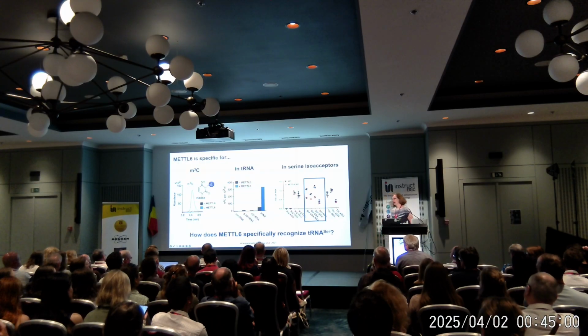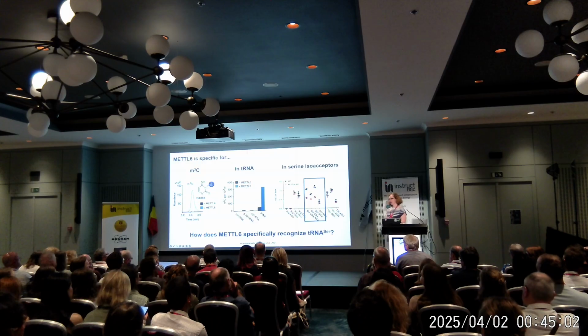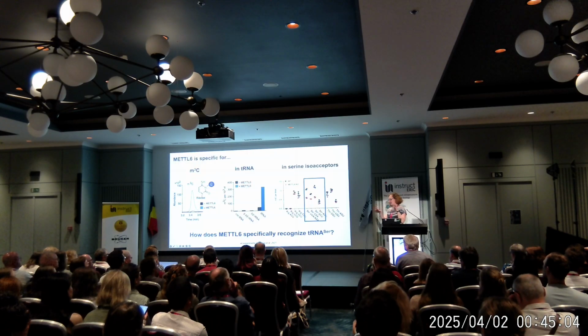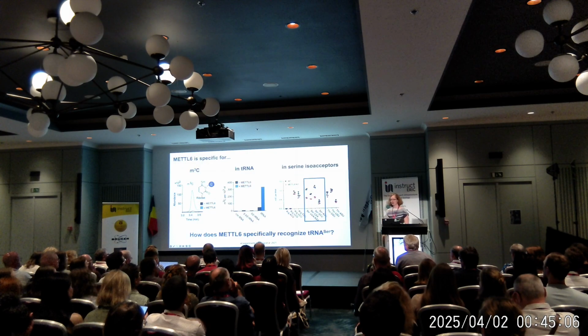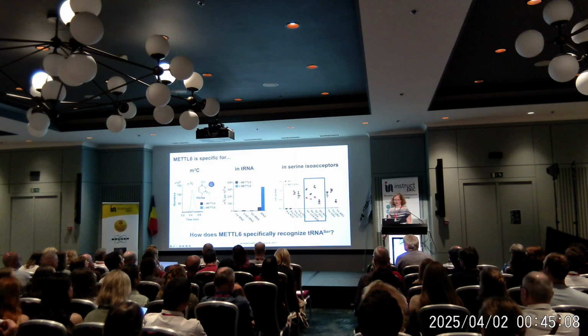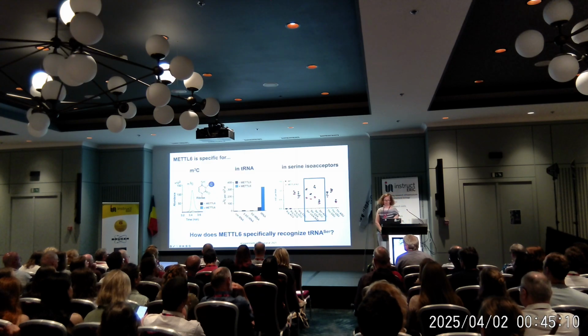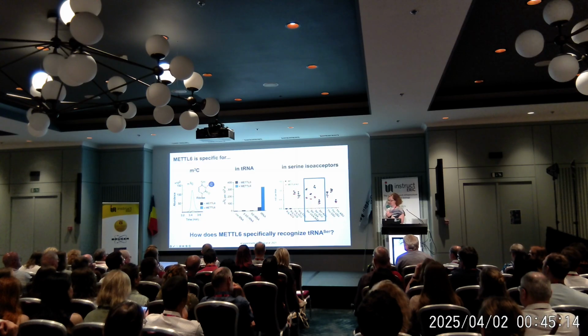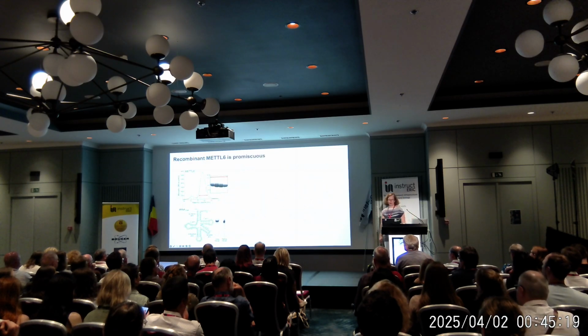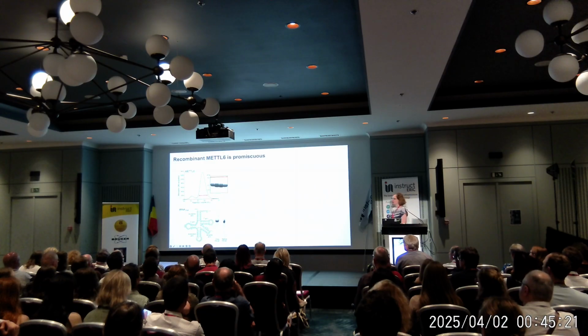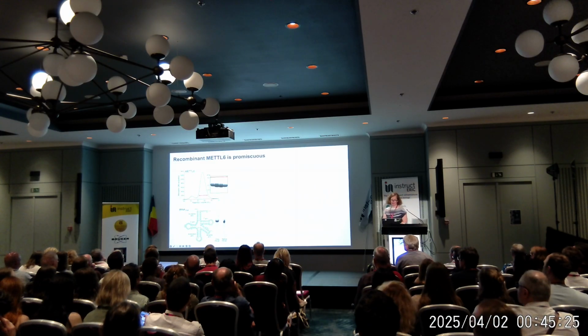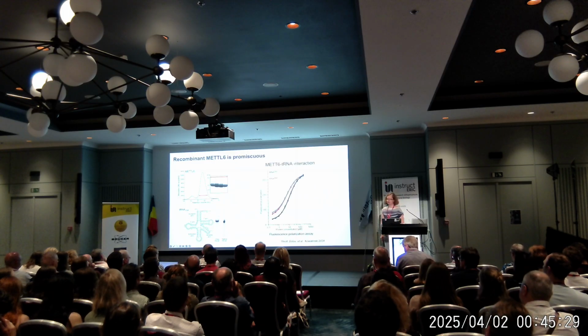And this was where we came into play, because now you know the enzyme does this reaction and has a very specific target, but how does it actually recognize the target? So we wanted to do biochemistry and ideally get the structure of this enzyme. So we started to express METTL6 recombinantly. We made recombinant, in vitro transcribed tRNA, and we tested their interaction.